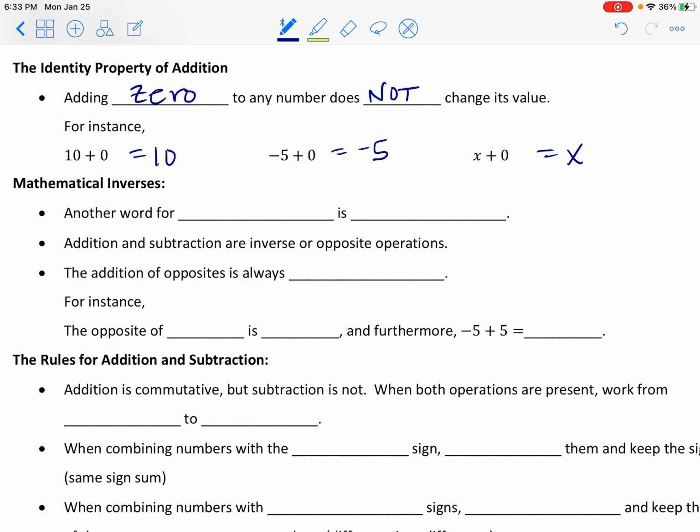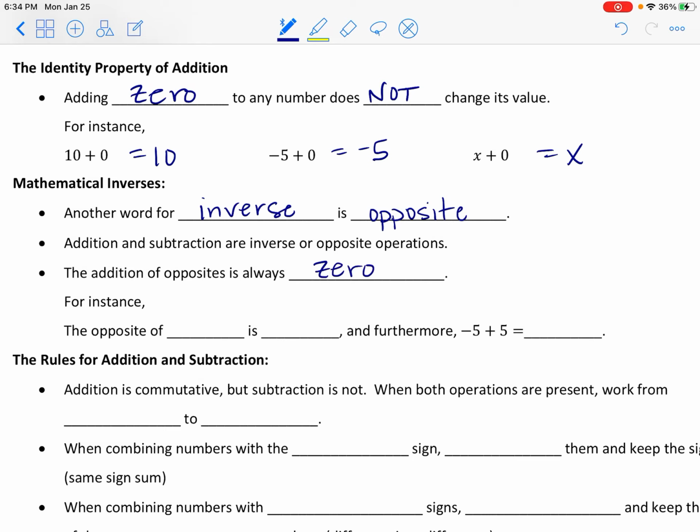Okay. Now, mathematical inverses, another important topic that relates addition and subtraction. Inverse is a fancy word for opposite. Opposites, inverses, those are interchangeable. So another word for inverse is opposite, and addition and subtraction are inverse or opposite operations. So adding 5 to a number and then turning around and subtracting 5 from the number would get you back that same number. In fact, the addition of opposites is always going to equal 0.